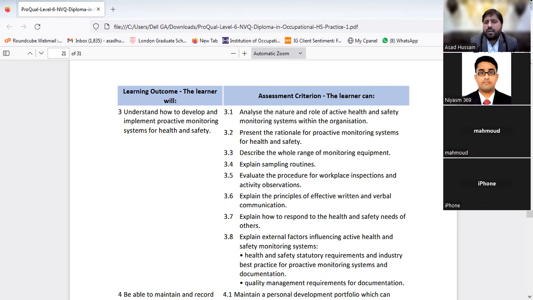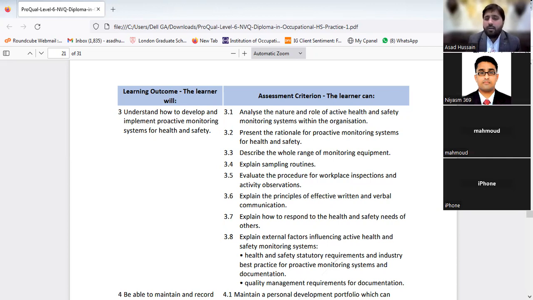In 3.1 assessment criteria, we have analyze the nature and role of active health and safety monitoring systems within the organization. Here you have to answer 3 things and explain them with your knowledge. First, you have to explain what is proactive monitoring. Then, what does it aim to achieve? Actually, it is asking how we are performing proactive monitoring and what we want to achieve from it.